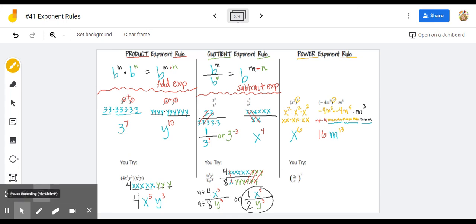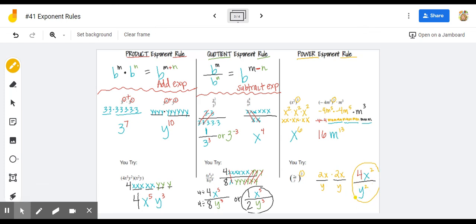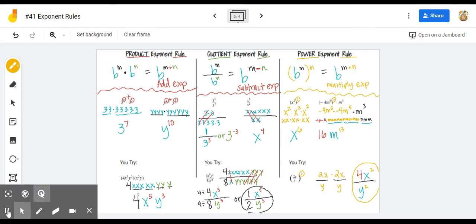So let's do the U try, guys. Remember that your power is 2, which means take all of that stuff and multiply it by itself. So you should have come out with 4x to the second on the top and y squared on the bottom. So your power rule, guys, is actually a multiplication. But again, guys, I don't use those rules. I just use my common sense. Use what you know about powers and expand them out and multiply them together. How many of each thing do you got?